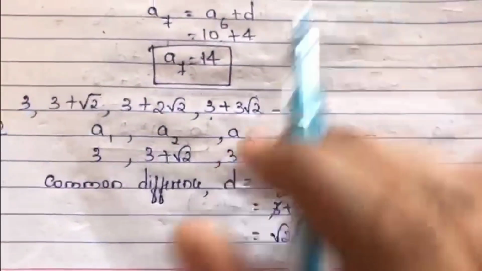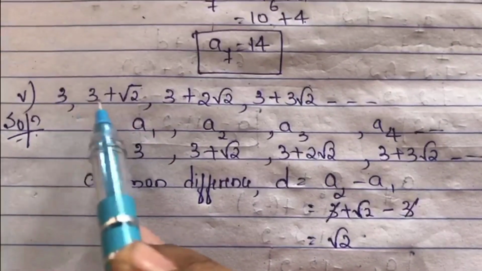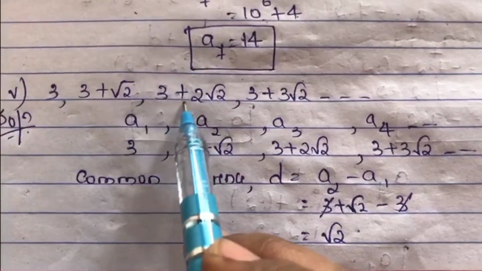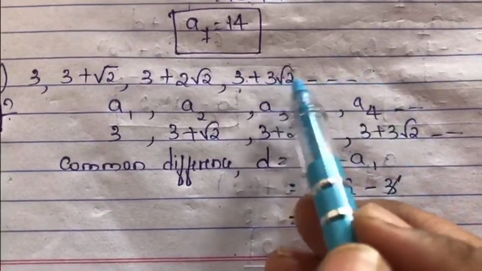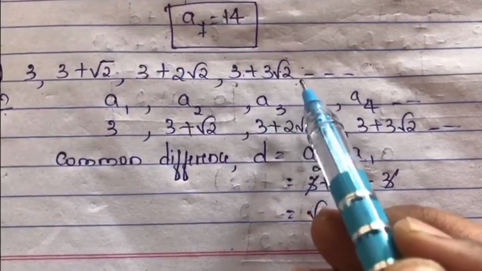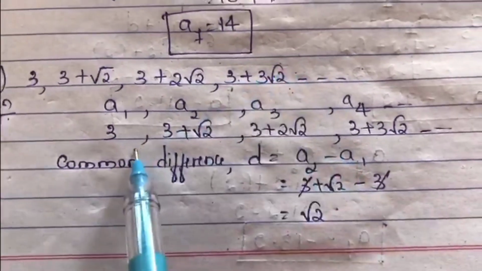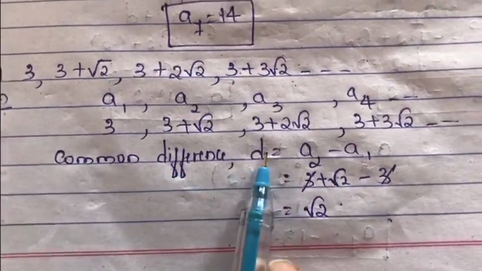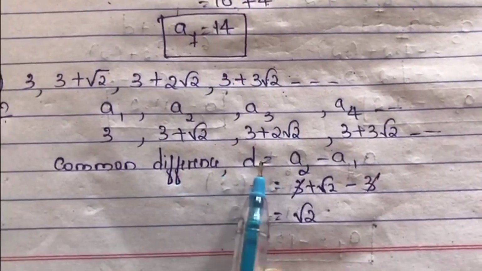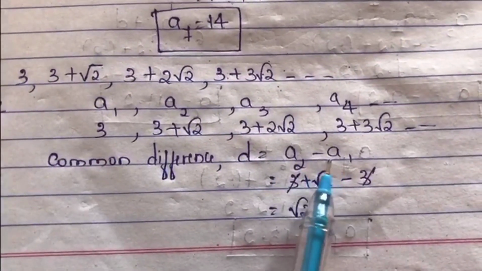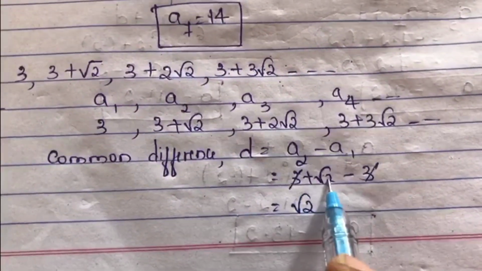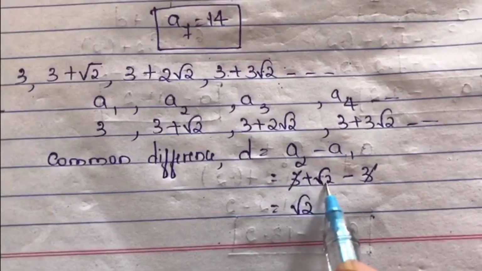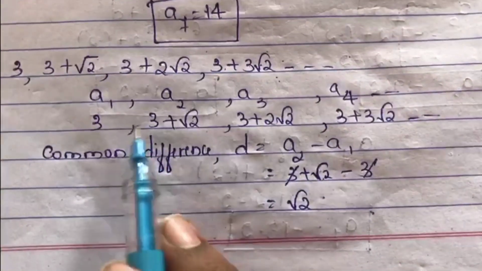Next problem is 3 plus root 2, 3 plus 2 root 2, 3 plus 3 root 2 and so on. We need to find out whether it forms an AP or not. So let's continue. Here the common difference D will be A2 minus A1, that is here A2 is 3 plus root 2 minus A1 is 3.